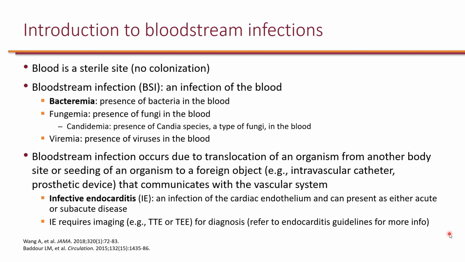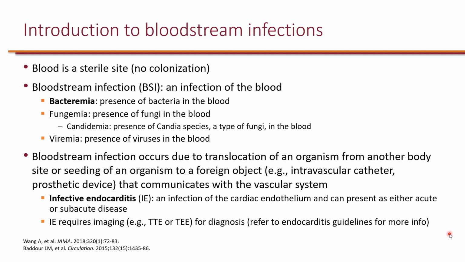Now, bacteremia specifically means presence of bacteria in the blood, whereas fungemia means the presence of fungi in the blood, and viremia means presence of viruses in the blood. Because there are different types of fungi, and Candida are the most common type of fungi, there is also candidemia, which refers to the presence of Candida species in the blood.